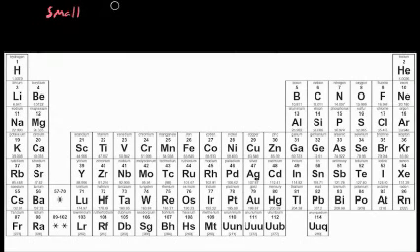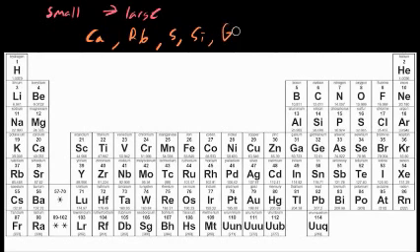So we are going to go from small to large. That's how we are going to order these elements. The elements that we are going to be given are calcium, rubidium, sulfur, silicon, germanium, and fluorine.